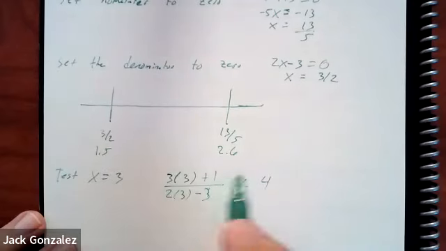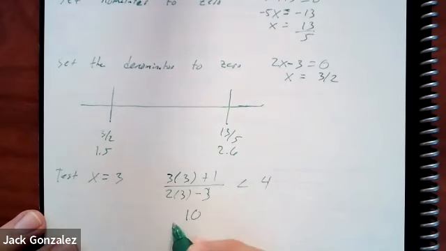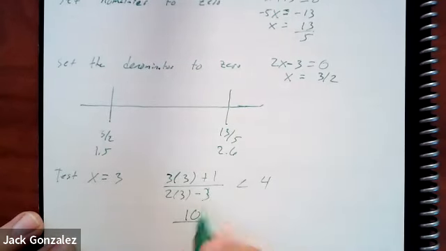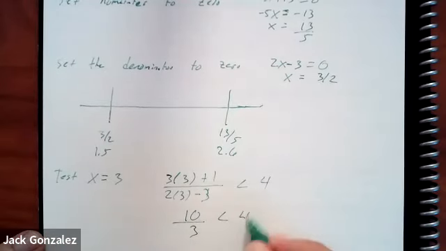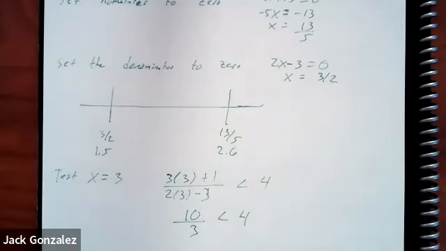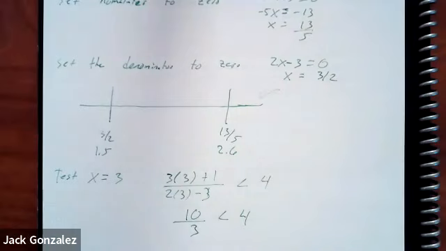It'd be 9 plus 1 right up top. 6 minus 3. Is that less than 4? Oh, yeah. 10/3, what is that? Like 3 point 3. Yeah, 3.33, so we're good. We're good.